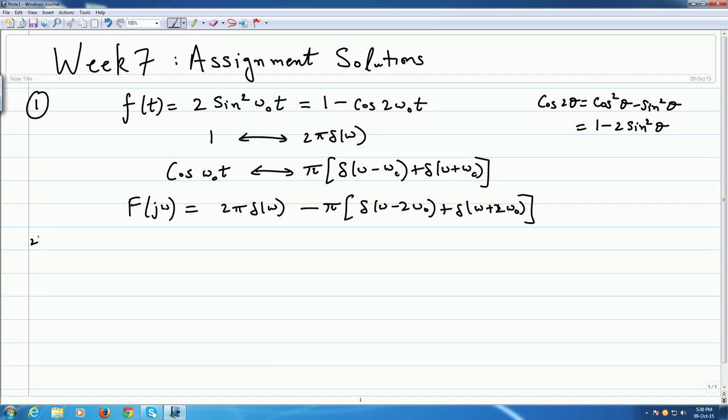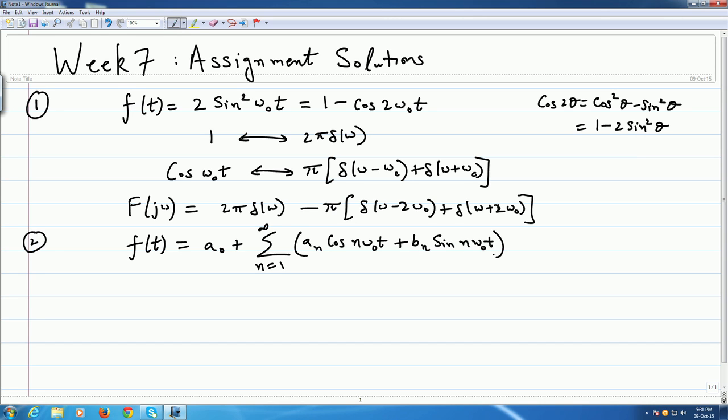Okay. The second one asks you to find the Fourier transform of a Fourier series expression. Okay. f of t is a naught plus summation n equals 1 to infinity a n cos n omega naught t plus b n sin n omega naught t. Okay. This is the function in the time domain, and now we already know two of the transforms.